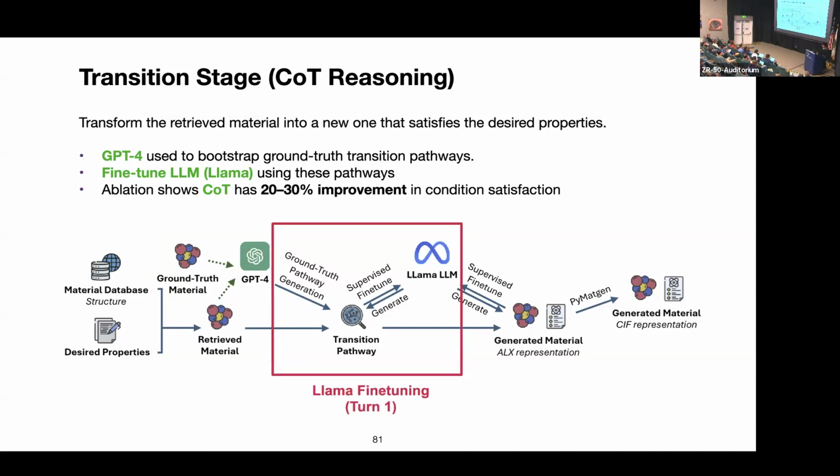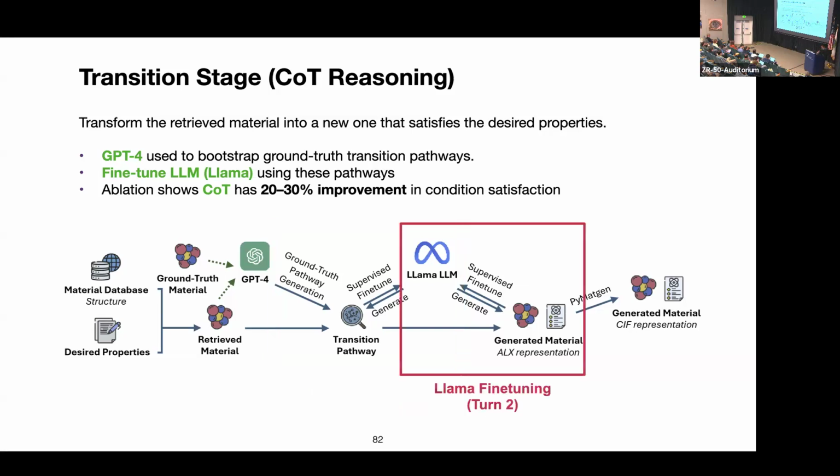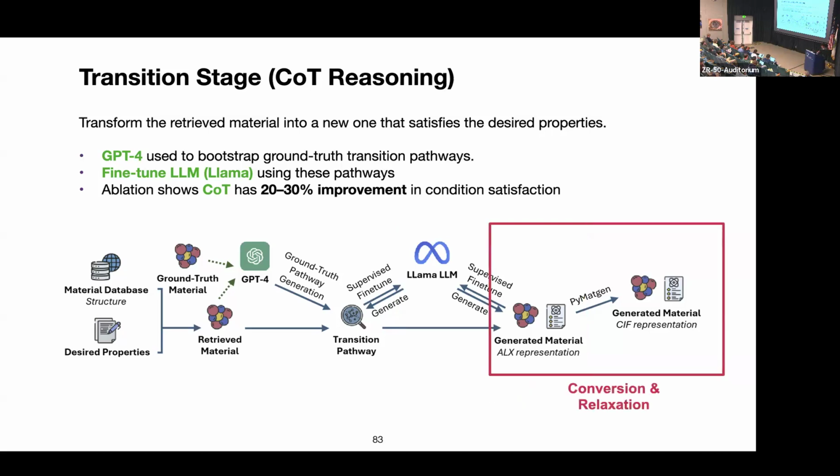And based on this transition path, actually you can fine-tune an open source model, for example, Llama, to learn such a generation process. And also, once the model understands the transition path, you can continue to fine-tune the model to generate the target structure in the LX representation. After that, it will be transformed into the final CIF structure description based on the Pymatgen library. So any question about this process?